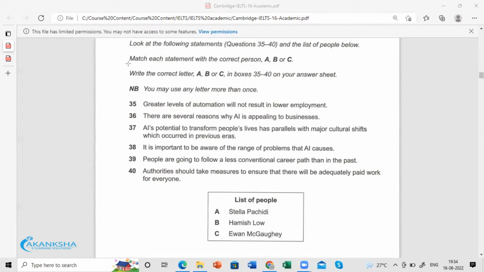As we see, they give instructions very clearly. Look at the following statements from 35 to 40, and the list of the people below. Match each of the statements with the correct person A, B, or C. And write the correct letter A, B, or C in the boxes 35 to 40 on your answer sheet.